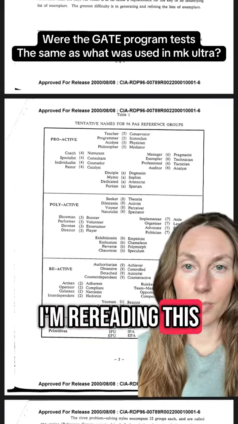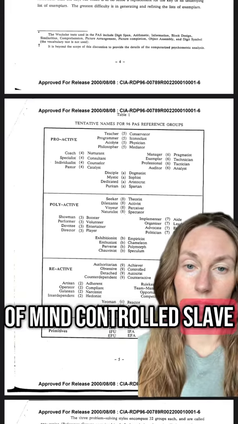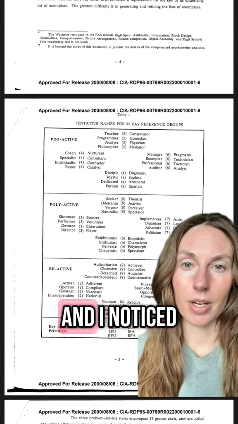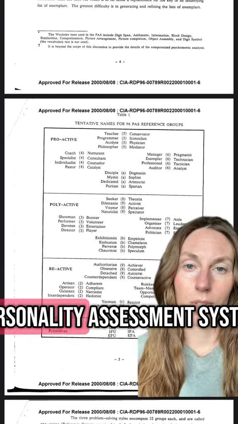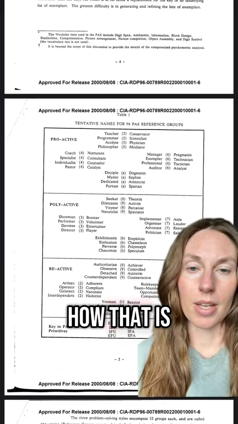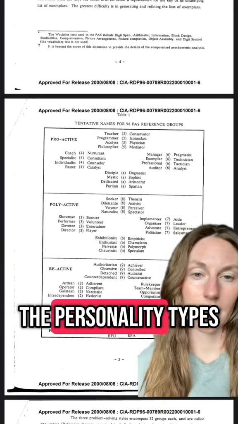I'm rereading this book that I have about how the Illuminati create a total mind-controlled slave. I believe that's the title of the book. It's by Cisco Wheeler and Fritz Zimmerman. And I noticed that they talked about the personality assessment system, so PAS, and how that is what the programmers use to determine the personality types of people.